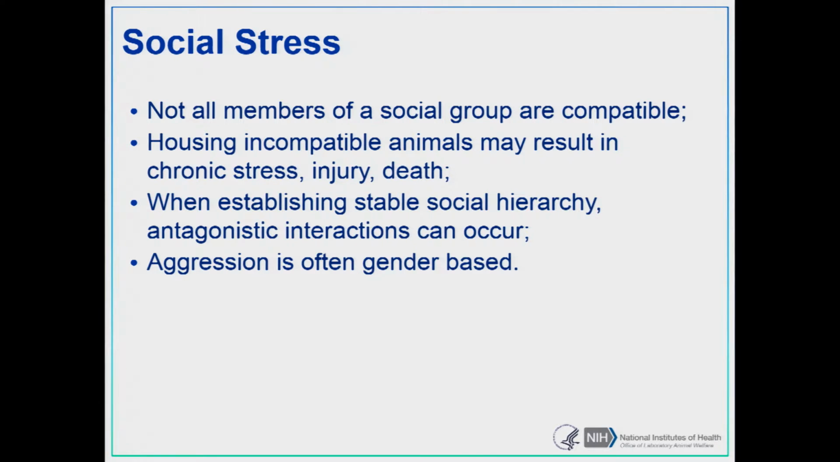So, social stress. As we've heard, the guide is also pretty explicit about the fact that not all animals are going to be compatible and may not all fit into a social group, and about the risks that go along with pair or group housing animals. There is a stress period during that. Some animals never quite adapt and would be in a chronic stress state. You need to be aware of that. And then there's the risk for injury and possible death.